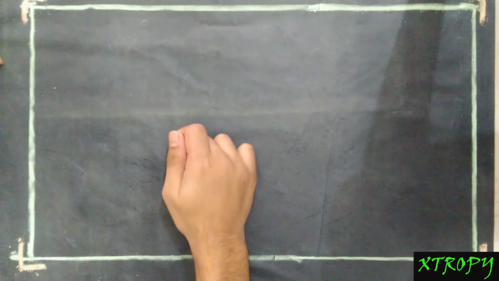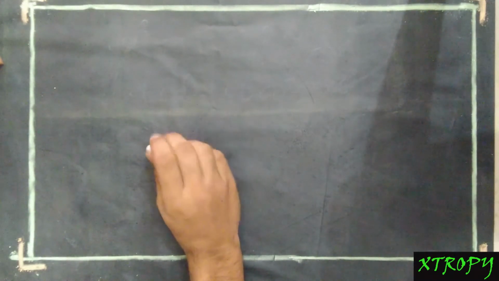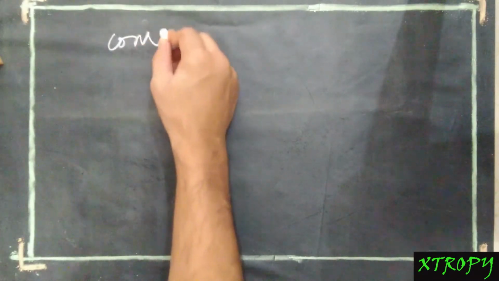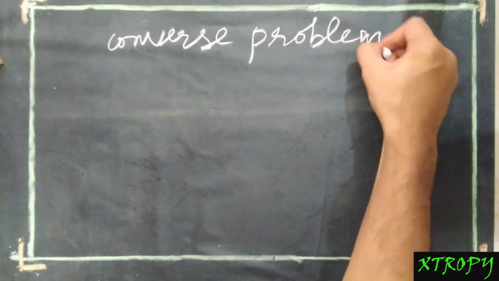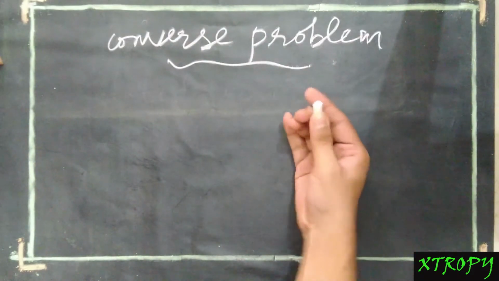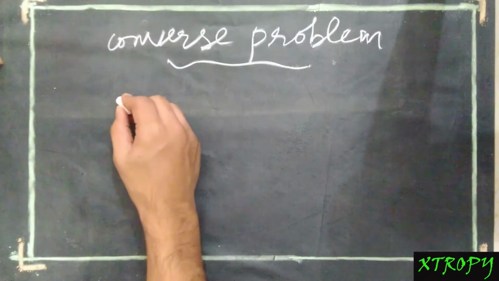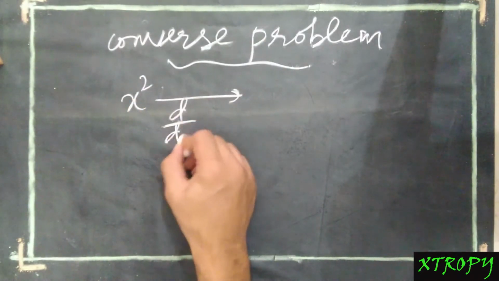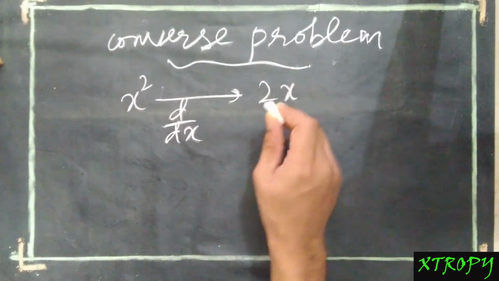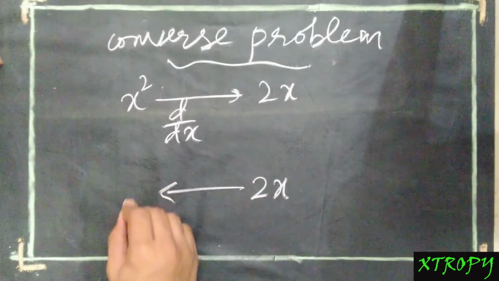In differential calculus, we are concerned with the methods of finding the derivative of a differentiable function. So, can we solve the converse problem? That is, if we are given a derivative, can we find its original function? Suppose in differential calculus, what we have learned is that if we are given x square, we can differentiate it with respect to x and we get 2x. In integral calculus, we will be given, suppose, 2x and we need to find its original function.